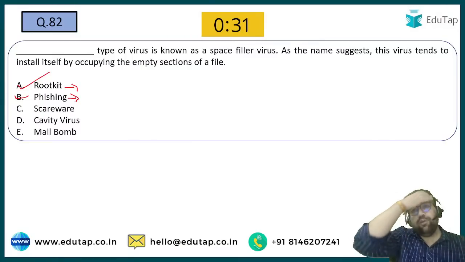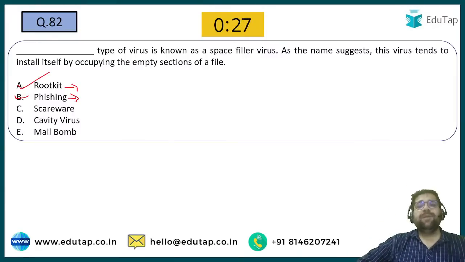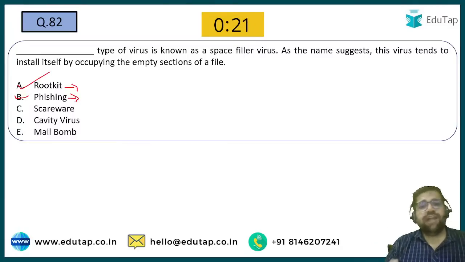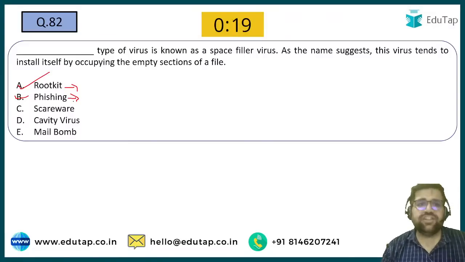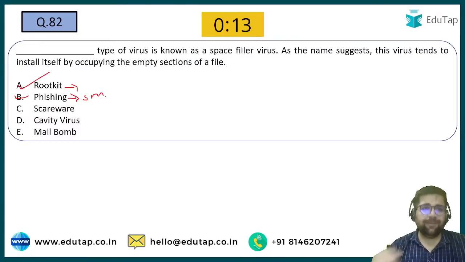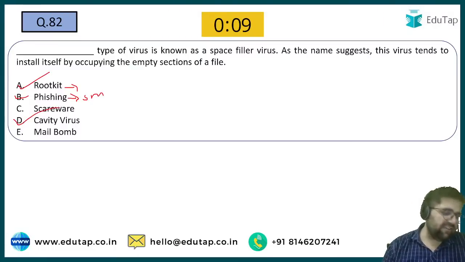So for example, if you have got a mail from, I would say, SBI Bank, and that particular mail shows you that you have won a lottery of 5,000 crore or something. That is happening over a mail, so that is your phishing. In the same way, we have smishing as well, which is done on your phone messages. Scareware I have explained. Mail bomb also. The answer will be cavity virus.